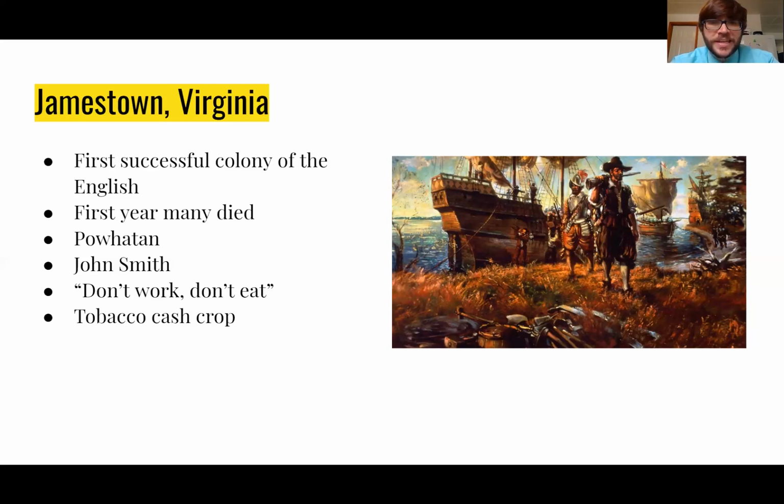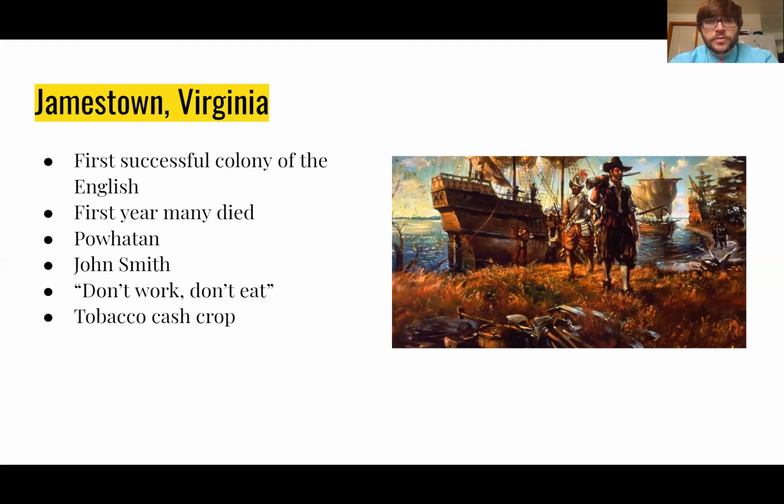John Smith eventually began leading the colony, and he set up a system where if you didn't work, you didn't eat. He wanted everybody to work, which made him not as popular with some of the settlers because a lot of them had been used to not having to work as hard. They were upper class. But he said everyone needed to work. Otherwise, they didn't get to eat.